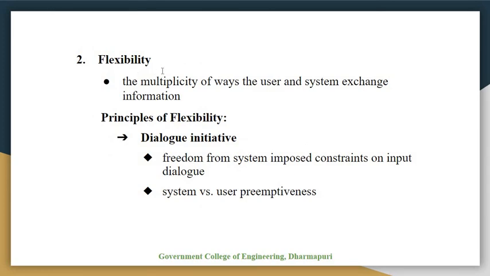The next principle is flexibility. Flexibility refers to the diversity of ways in which the user and the system exchange information. This can be achieved through dialogue initiative. There are two ways to achieve it. One method is user preemptive. In this communication model, the user is the one to initiate an action on the system. The other method is system preemptive, where it is the system that initiates an action for the user to respond to.